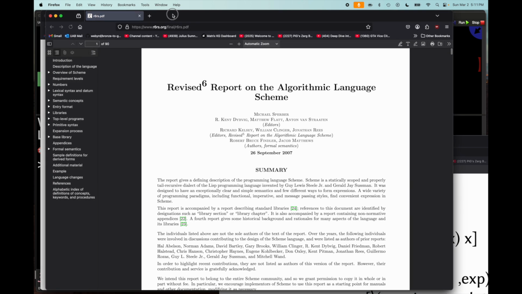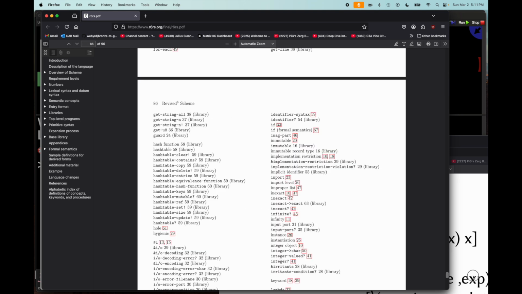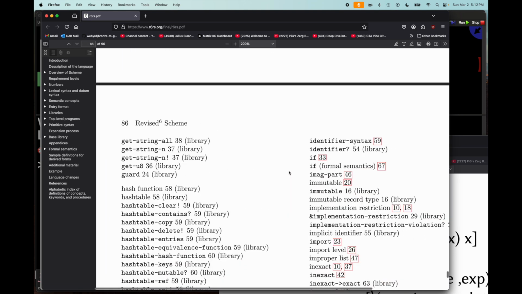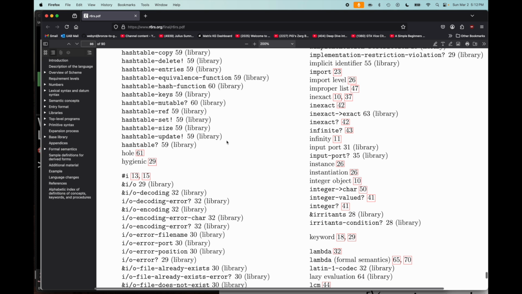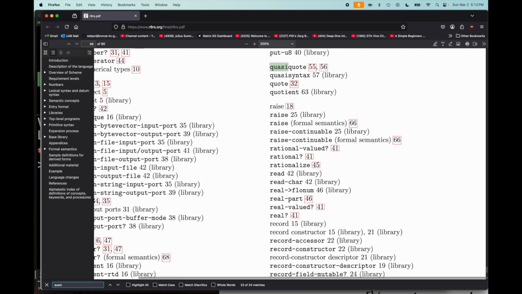Let's look at the report here. This is all part of becoming really comfortable with the language, right? All the little details. If you don't know something, you recognize something weird, and okay, let's track it down. What's going on here? It's quasiquote. Here we go. Pages 56 and 57. Let's look it up.